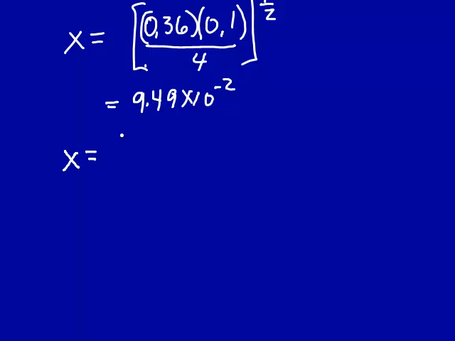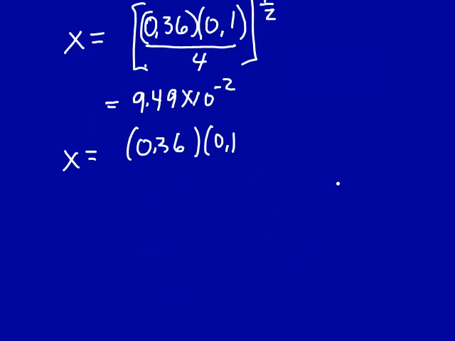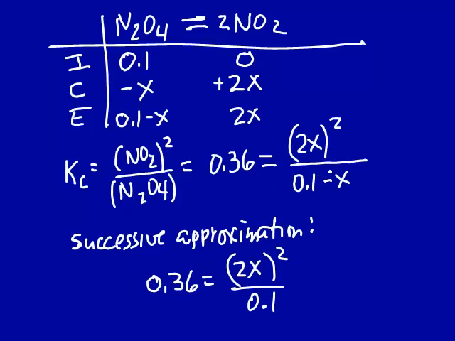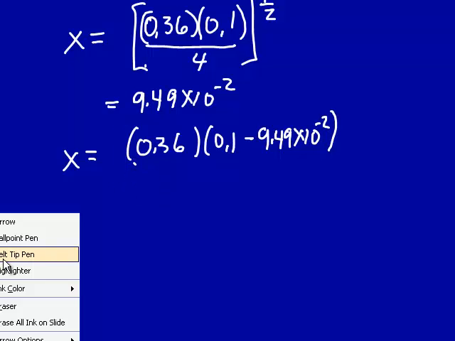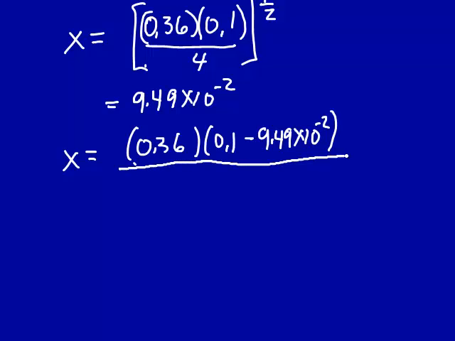So x is equal to 0.36 times 0.1. But remember, we ignored it here, but now we have a better value for x. Essentially, by ignoring it, we put x equal to 0. With x equal to 0, we get this value of x. Let's now put that in. That's a better value of x. 9.49 times 10 to the minus 2. This whole quantity, I have to divide by 4. Oh, sorry about that. We're going to have to learn how to use this graphics tablet here. Divide by 4 and take the square root of that.